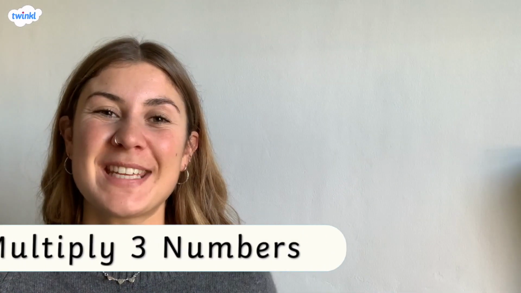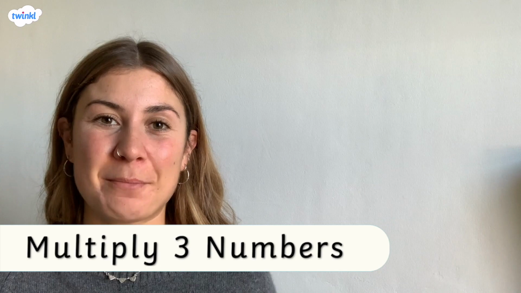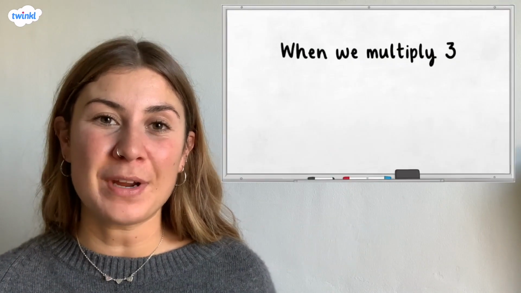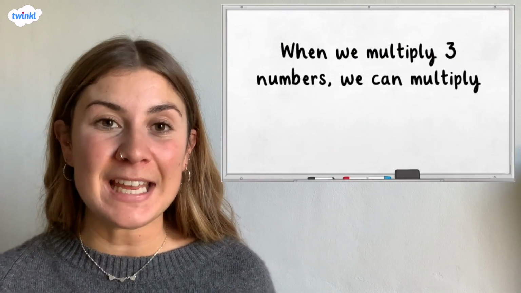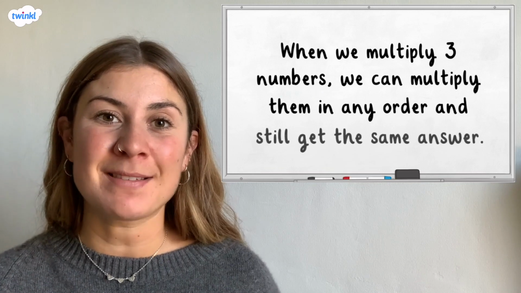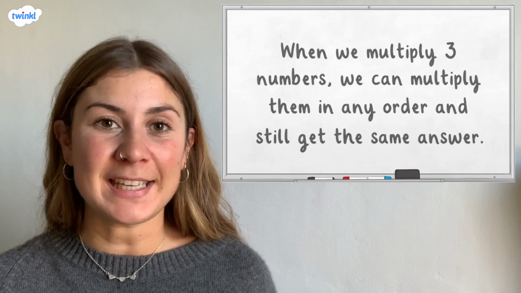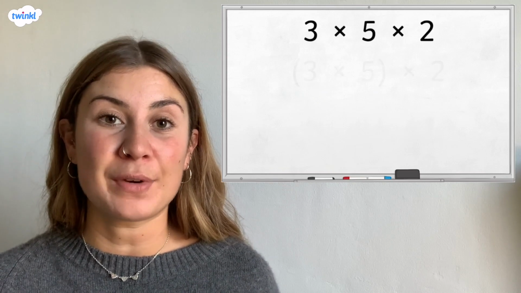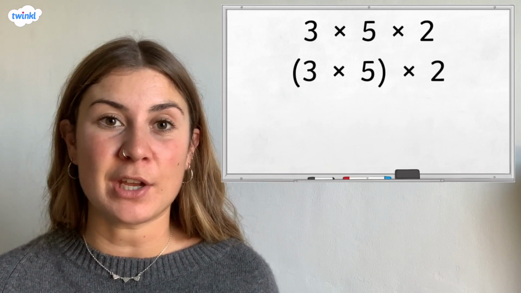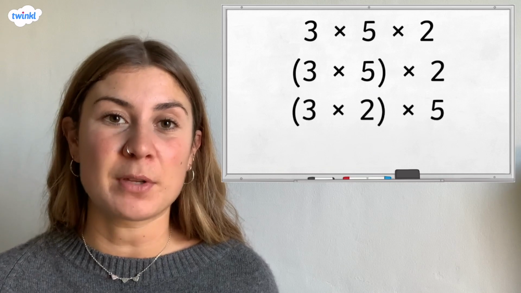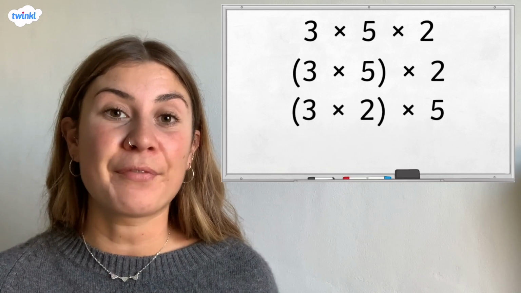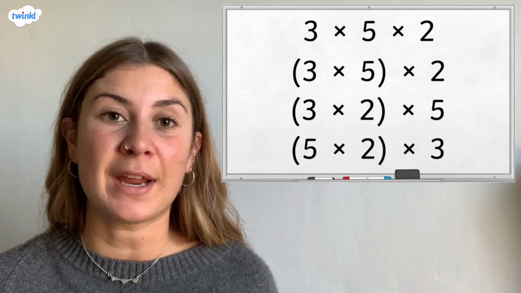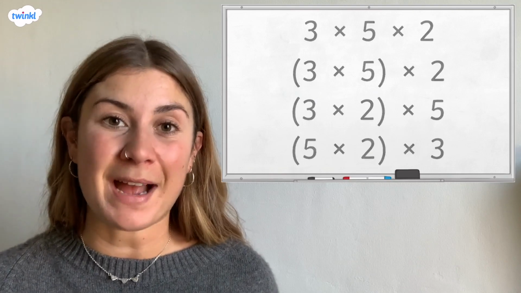Hi, this video is here to help you with multiplying 3 numbers. When we multiply 3 numbers, we can multiply them in any order and we'll still get the same answer. For example, with this calculation, 3 times 5 times 2, we could do 3 times 5 and then multiply it by 2, 3 times 2 and then multiply it by 5, or 5 times 2 and multiply it by 3, and they will all give us the same answer.